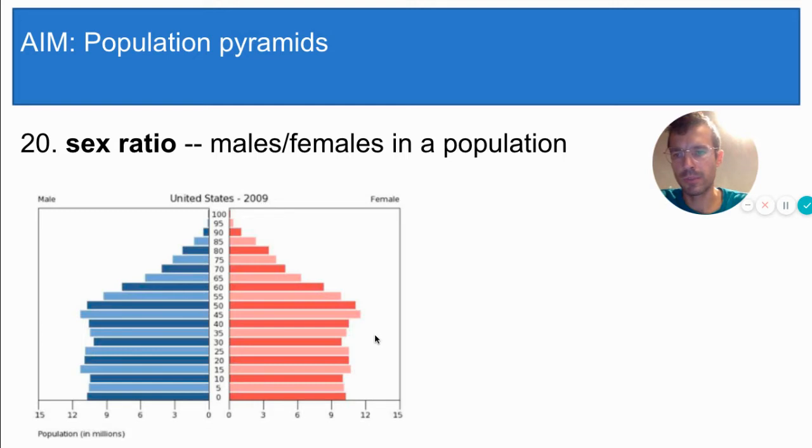Let's look at an example. Take this age bracket here, which is 15 to 20-year-olds. On the x-axis, we see on the left that there are about 11 million males, and on the right, there are about 11 million females. So that means that in the year 2009, when this was made, in the United States population, there were 11 million 15 to 20-year-old boys and 11 million 15 to 20-year-old girls.